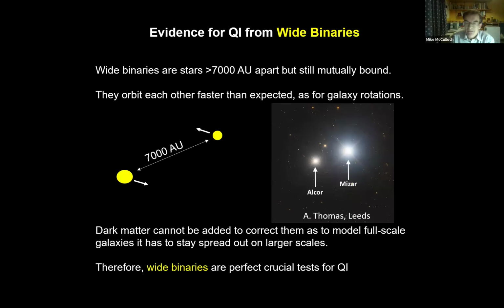The great thing about wide binaries is that you can't add dark matter to explain them. You can't pack dark matter in between them to hold them together, because in order to explain galaxies, you have to put the dark matter around the edge of the galaxy. So you have to give it new physics to make it repel itself. So if you do that, you can't then pack it into a small region of space because it's contradictory. So wide binaries are the perfect test for QI.